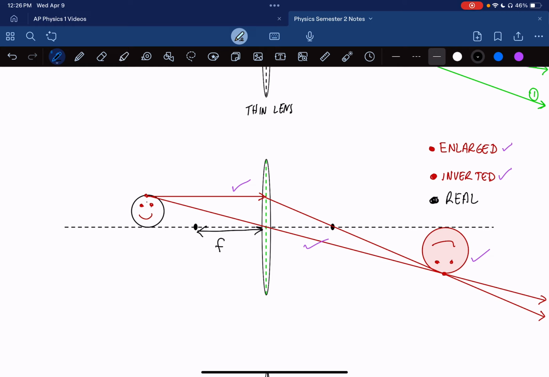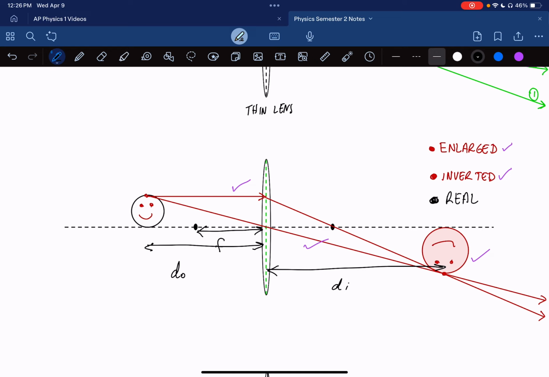And depending on where we place the object, because we can vary where we place the object, whoops, I wrote over f. The distance from the object to the lens is called dO, the distance to the object. And if we know just those two numbers, we can figure out the distance from the lens to the image, which we will call DI.